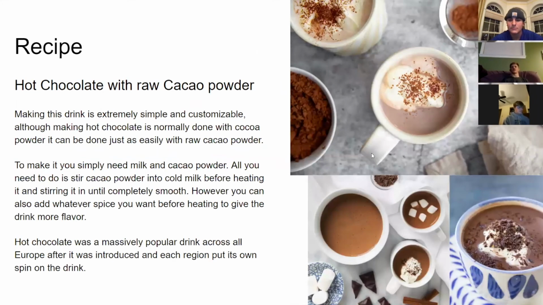A recipe. So the recipe is very simple. It's just hot chocolate, but instead of made with cocoa powder, which is a more processed and sweetened variant of raw cacao powder, you make it with the raw stuff. So it'll be more bitter, but also healthier. All you need to do is get milk and mix cacao powder into it before heating it to your desired temperature. You can mix in any flavoring or extra things you want, so it's very customizable to your liking.